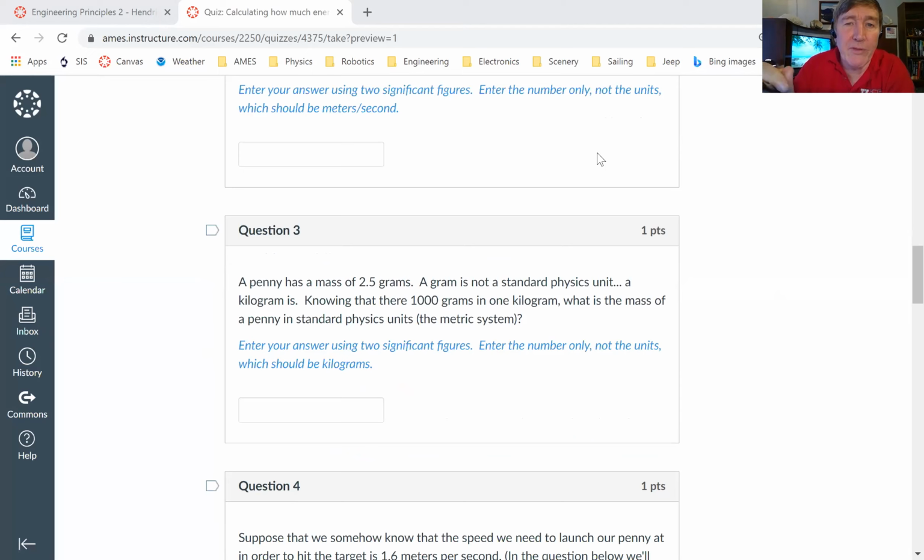All right, so question number 3 says that we've got a penny that has a mass of 25 grams. But a gram is not a standard physics unit. The standard unit in the metric system is the kilogram. So I need to convert from grams to kilograms. You guys need to know how to do unit conversions. This is really, really important. We talked about this last time, so I don't think I need to talk about it again this time. Just put it in here, and you should be good on that one.